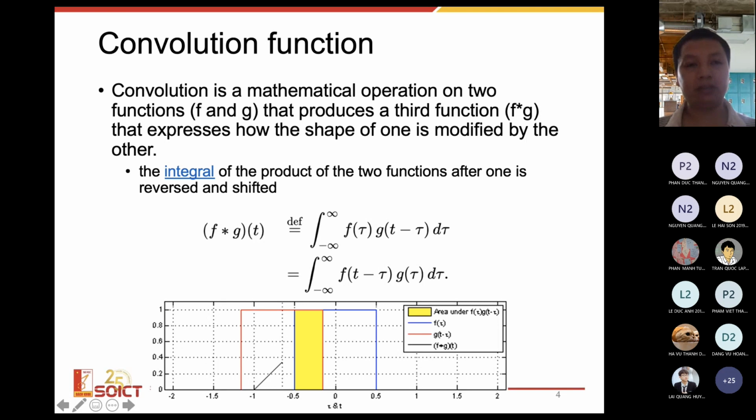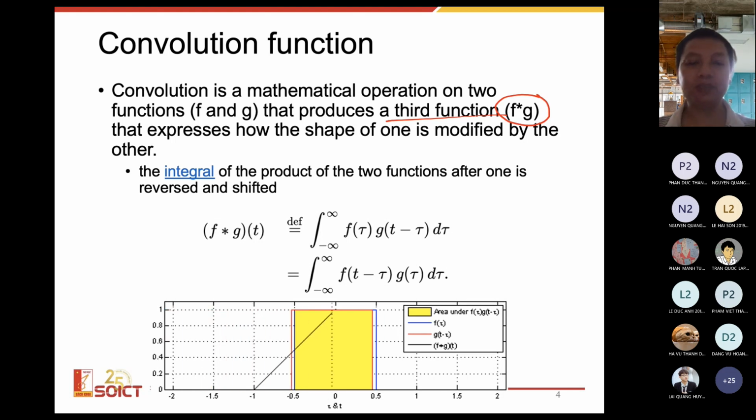By definition, the convolution is a mathematical operation on two functions, for example, f and g, and the convolution will produce a third function. This is the notation for the convolution, f star g. This function expresses how the shape of one function, f or g, is modified by the other. We can see that f star g is equal to g star f.